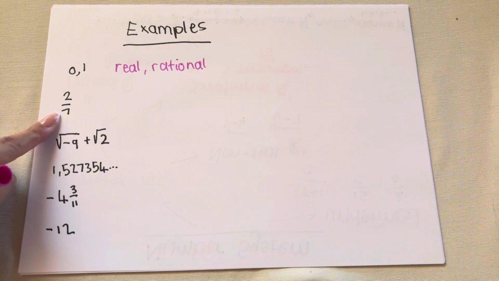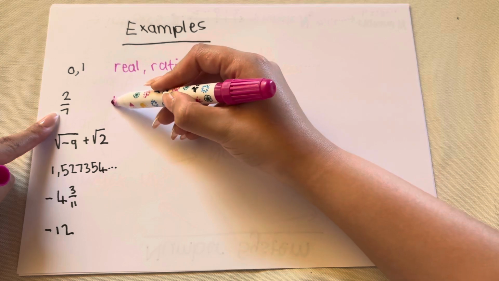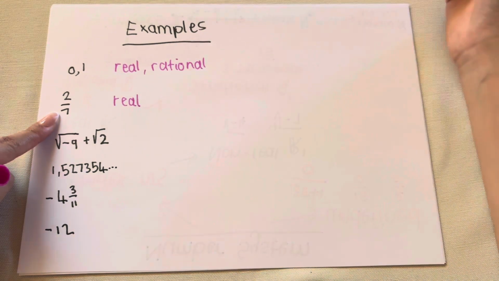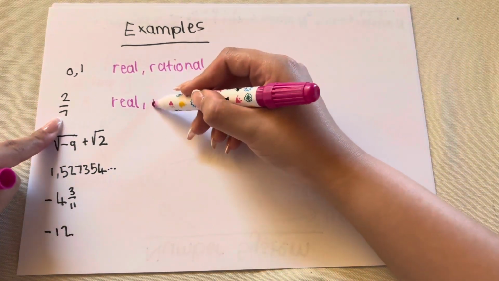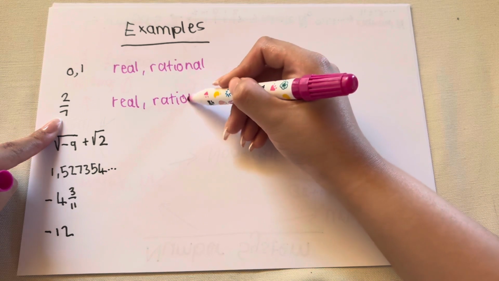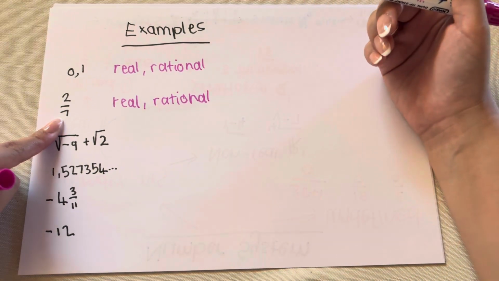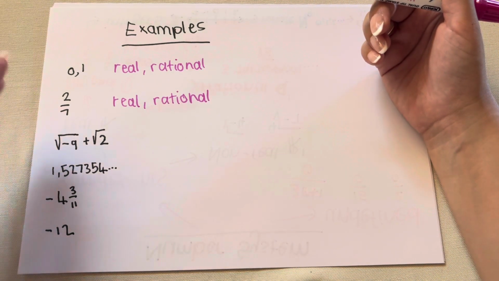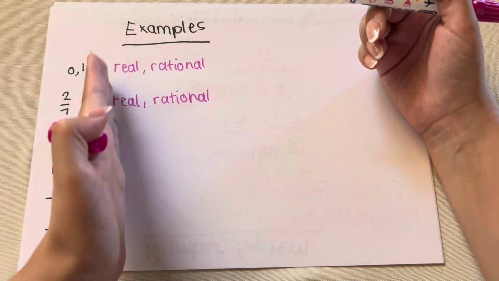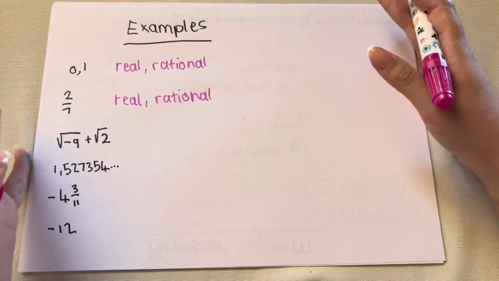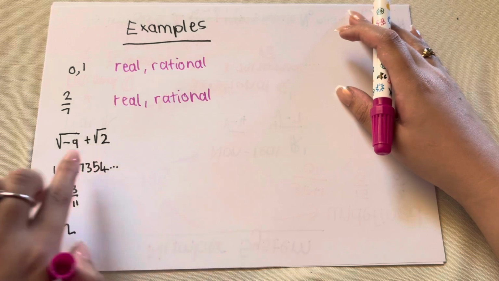217. This is a fraction, so it is real. Anything that can be expressed as a fraction is also rational. However, it's not an integer because it doesn't fall on -1, -2, -3, etc. So this is the only classification here.